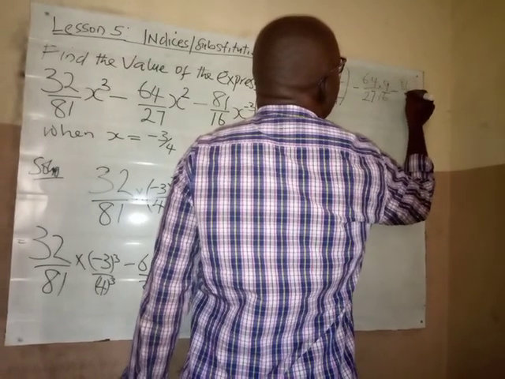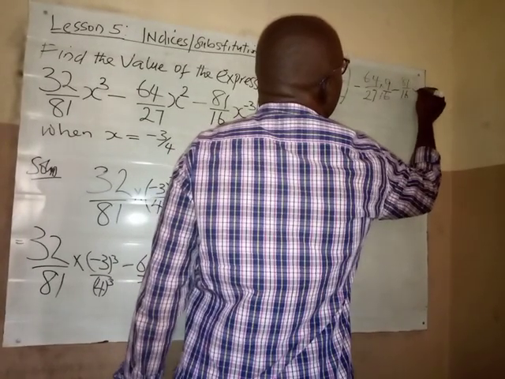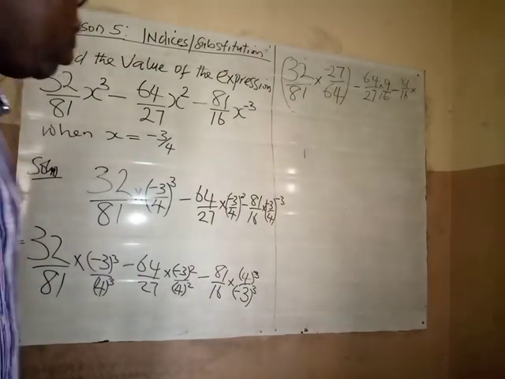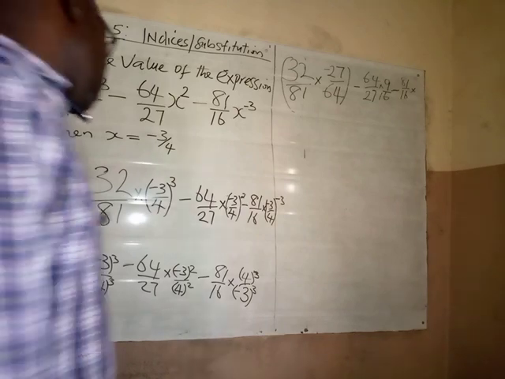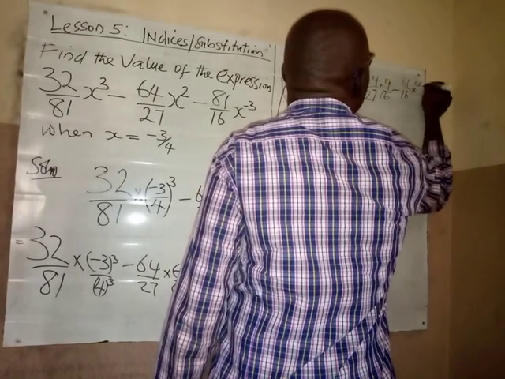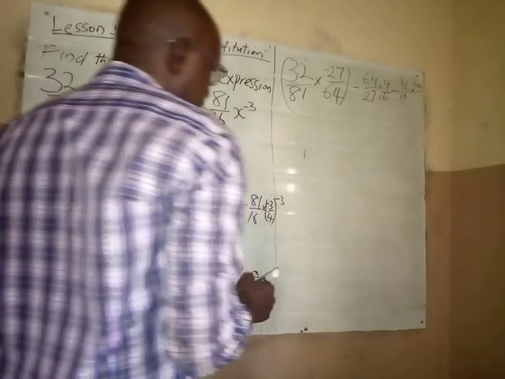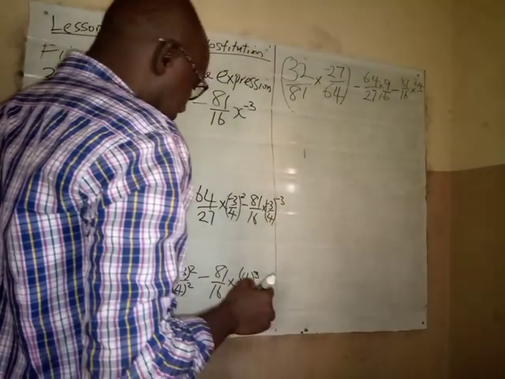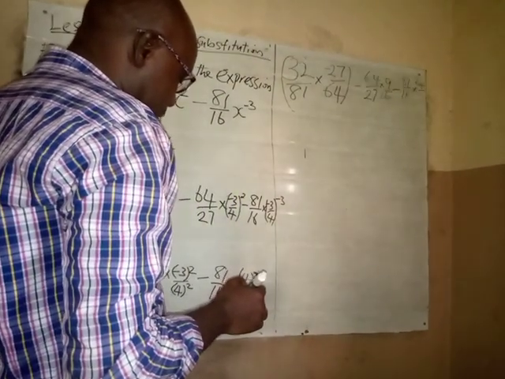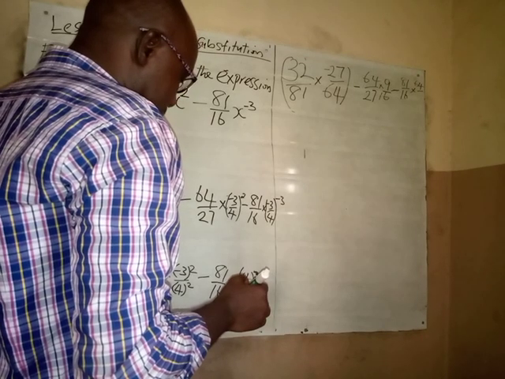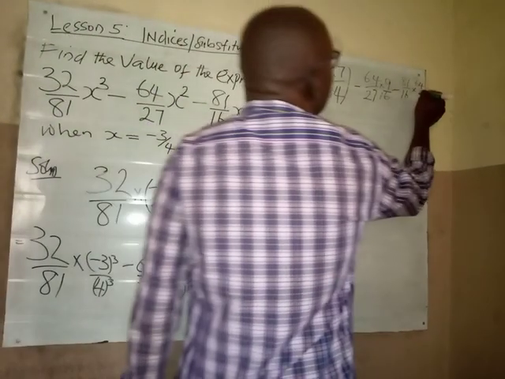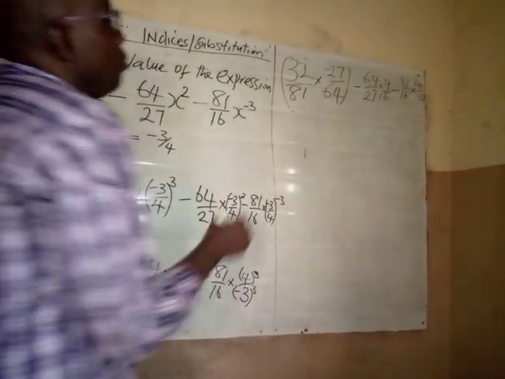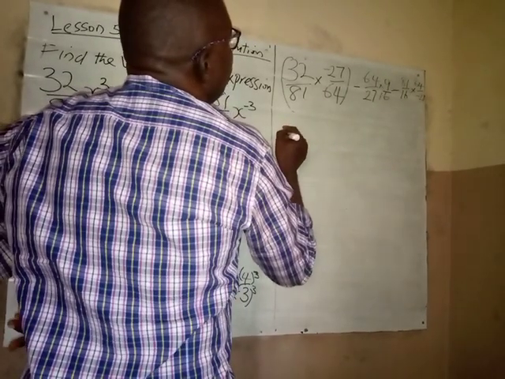81 over 16 times 4 times 4 times 4. 4 times 4 is 16, 16 times 4 is 64. 64 over minus 3 times minus 3 times minus 3. 3 times 3 is 9, 9 times minus 3 is minus 27. Minus 27. Okay? So what we now have is 32.